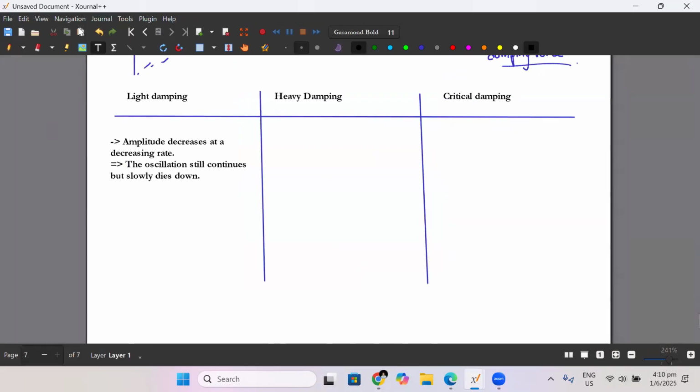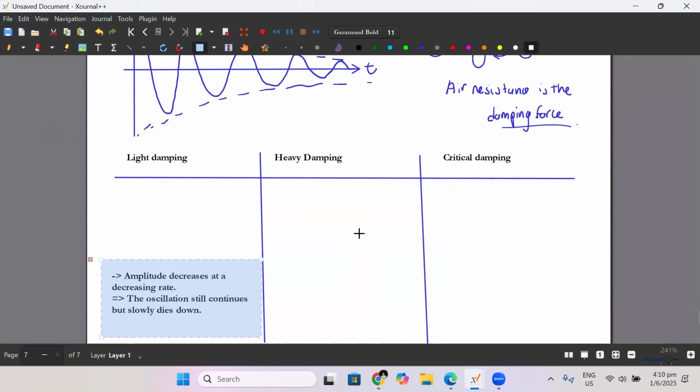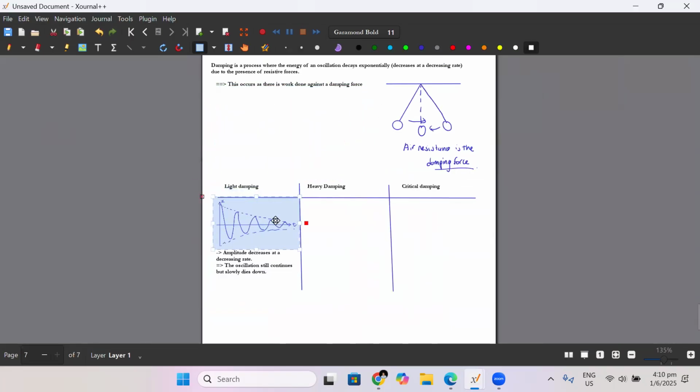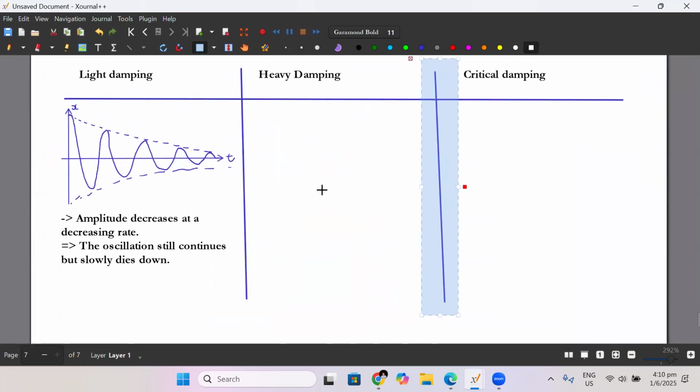Okay, so let me drag down this graph real quick. There we go. Yeah, this is how it looks.